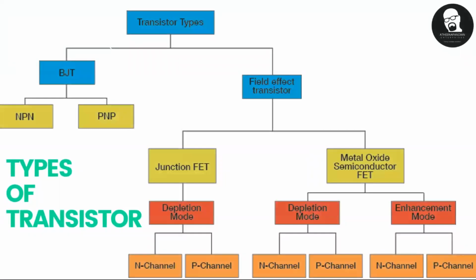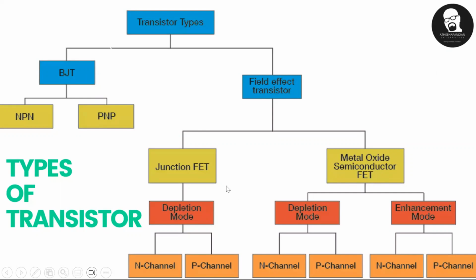So let us know about transistor types. A transistor is broadly divided into two basic categories, that is BJT and FET. BJT is bipolar junction transistor and FET is field effect transistor. The BJT is further divided into two types, that is NPN and PNP. The field effect transistor is divided into two categories, known as junction FET and MOSFET. MOSFET is nothing but metal oxide semiconductor FET.